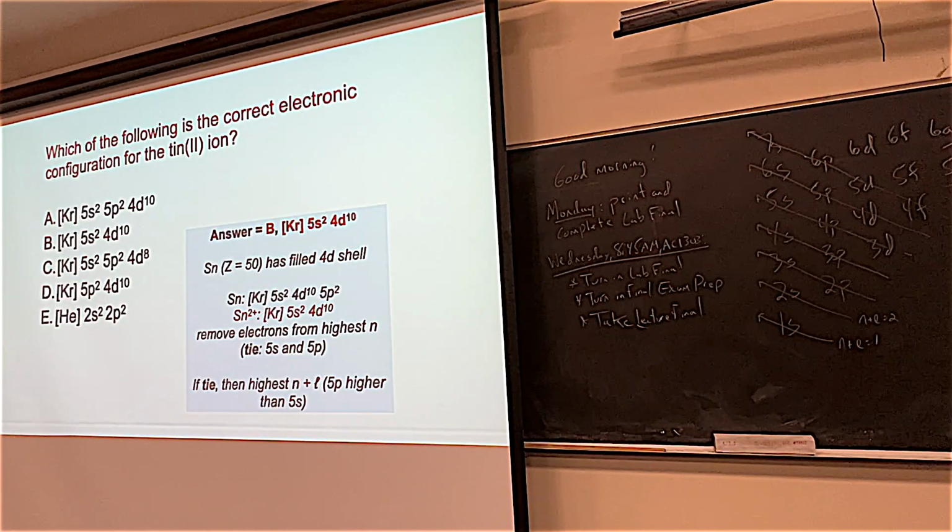So if there's a tie between highest N, always take away from the highest N plus L, which means the last ones in are the first ones out. So tin plus 2 doesn't have any 5p electrons. Tin plus 4 wouldn't have any 5s electrons, all right? But you don't touch the 4ds unless you got to tin plus 5 or something like that.